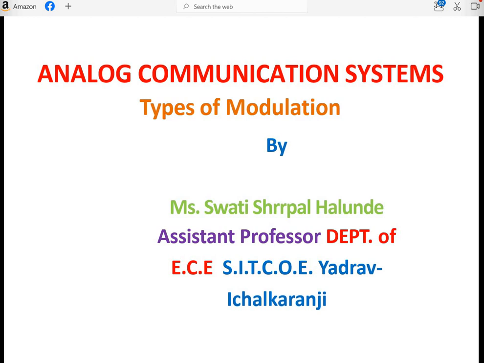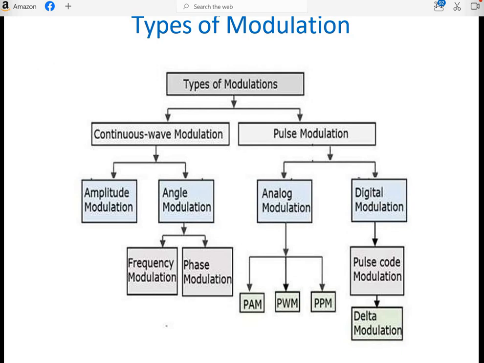Today I am going to discuss with you types of modulations. There are basically two types of modulation, used in analog communication as well as digital communication. For analog communication, there are different kinds of modulation techniques. What are the different kinds of modulation techniques involved in analog communication? Now let us see. Here I have mentioned the types of modulation. First one is continuous wave modulation and second one is pulse modulation.